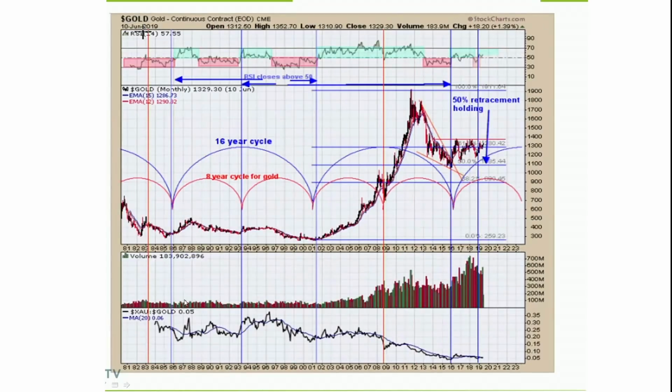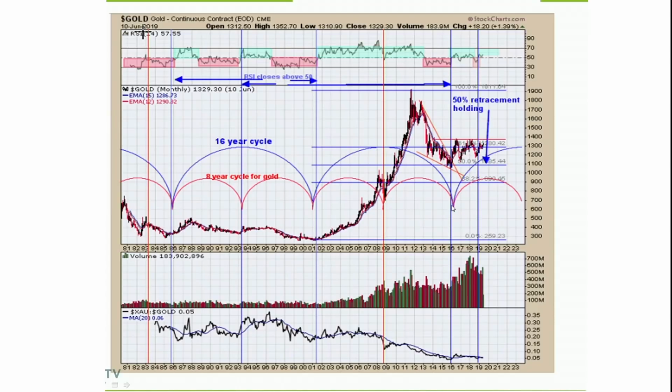Again, this chart goes back. This is the monthly gold again, goes back to 1981. There's a 16-year cycle and an 8-year cycle, and we've got them drawn here. Both cycle lows, the 8-year and 16-year, came in around the 2001 low. Again, in the 2008 low, the 8-year cycle low pretty much nailed that low.